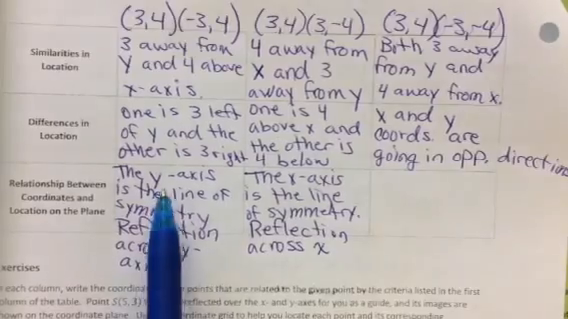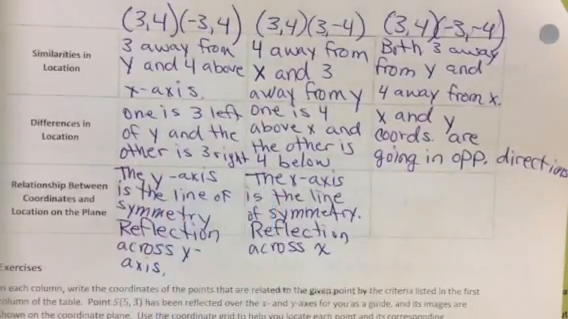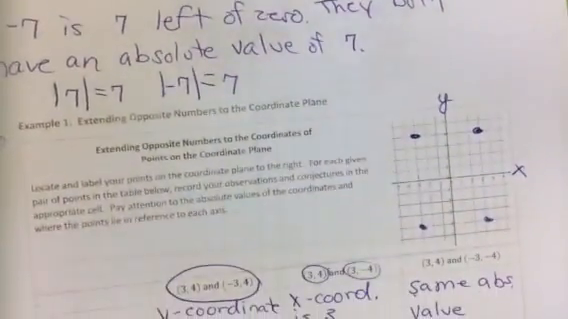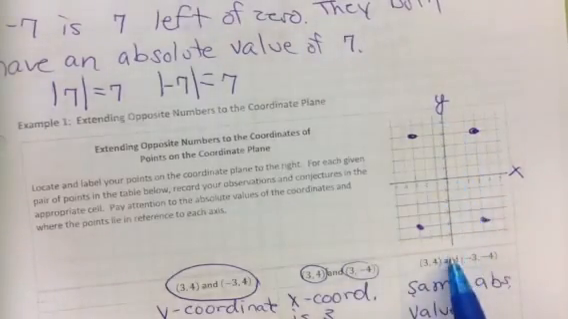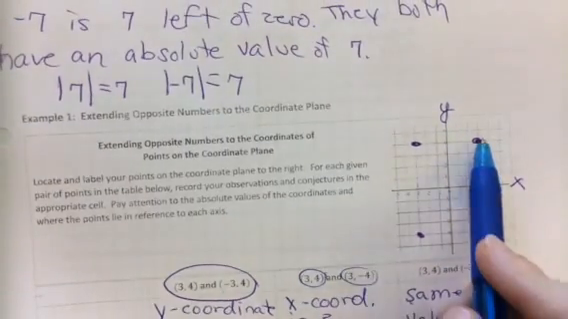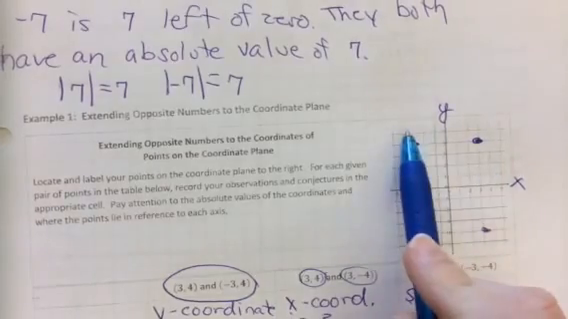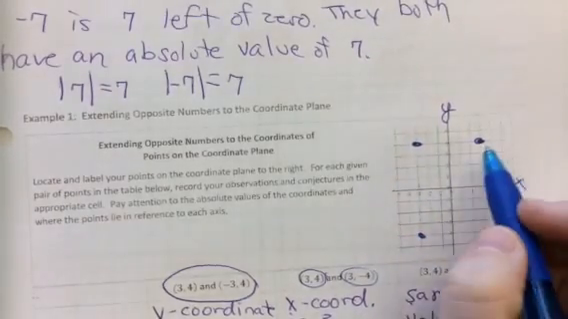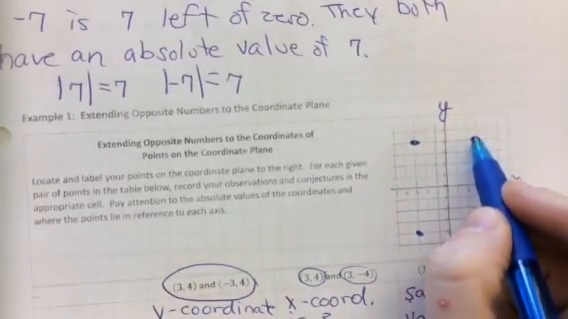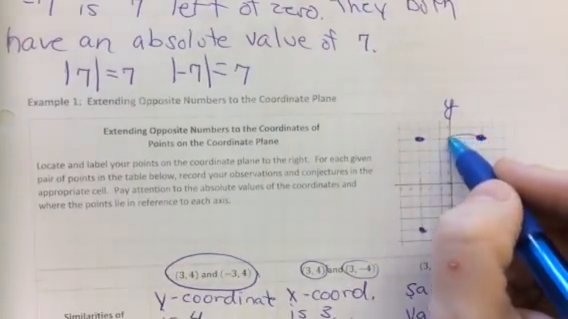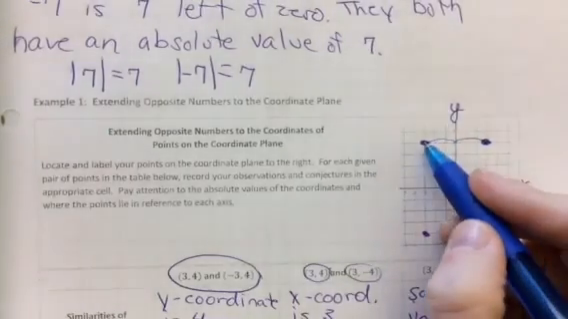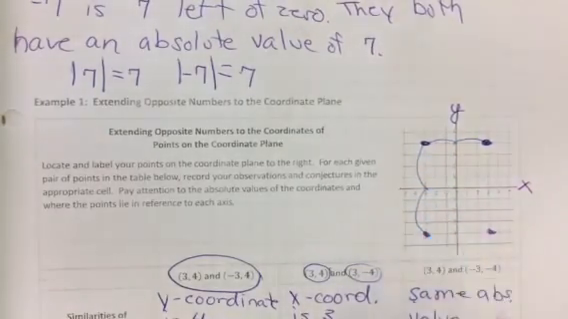Yesterday we talked about the y-axis and the x-axis as being the line of symmetry in reflection. And in this case, they're actually both reflecting across the y-axis and the x-axis. So what I'm saying is, if I were to reflect this point and I want it to go here, I would have to reflect it twice. Once across the y-axis and again across the x-axis to get back to here.